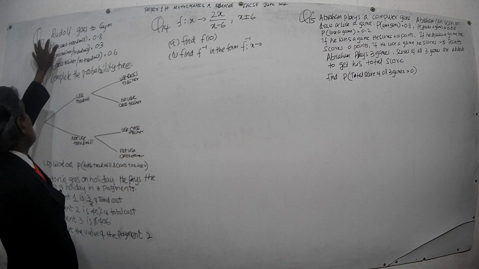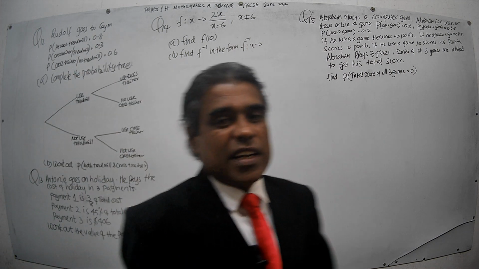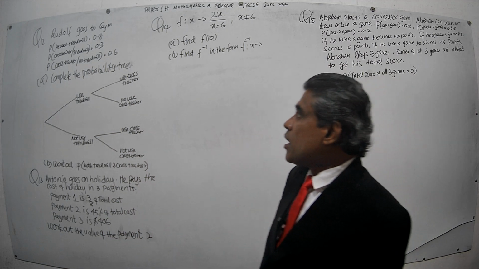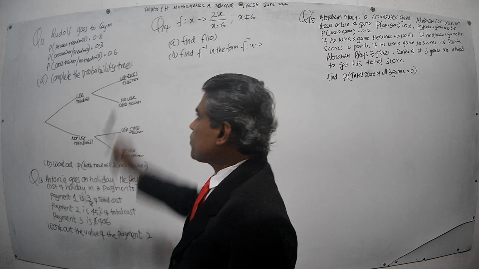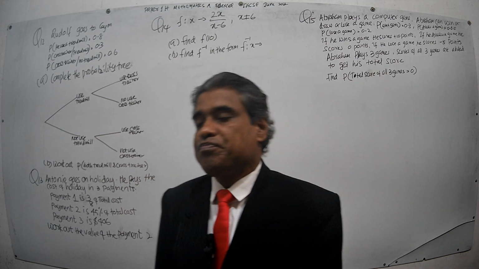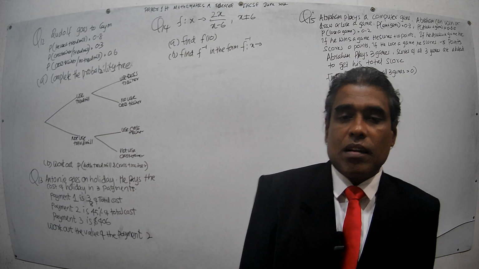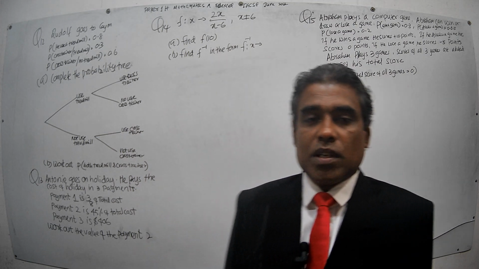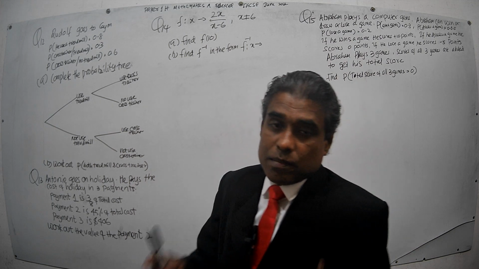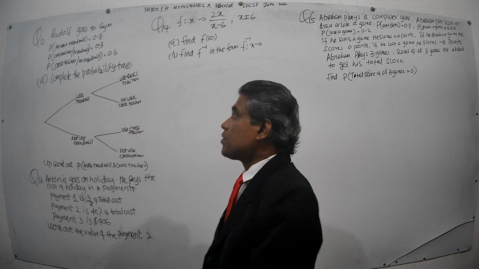Question 12. They say Rudolph goes to the gym. I don't know whether I'm pronouncing the name correctly, but Rudolph goes to the gym. He uses a treadmill and a cross trainer. Treadmill and cross trainer are two exercise equipment in a gymnasium, right? Now this is the probability.